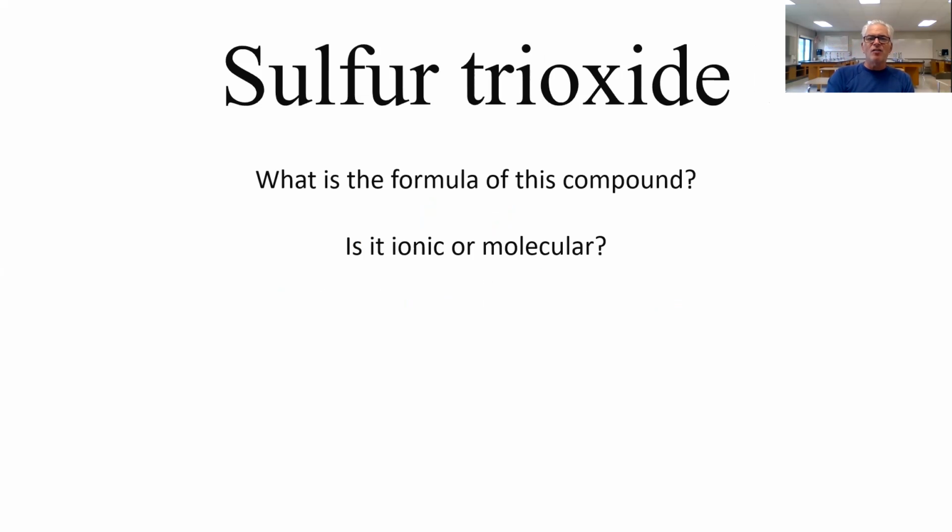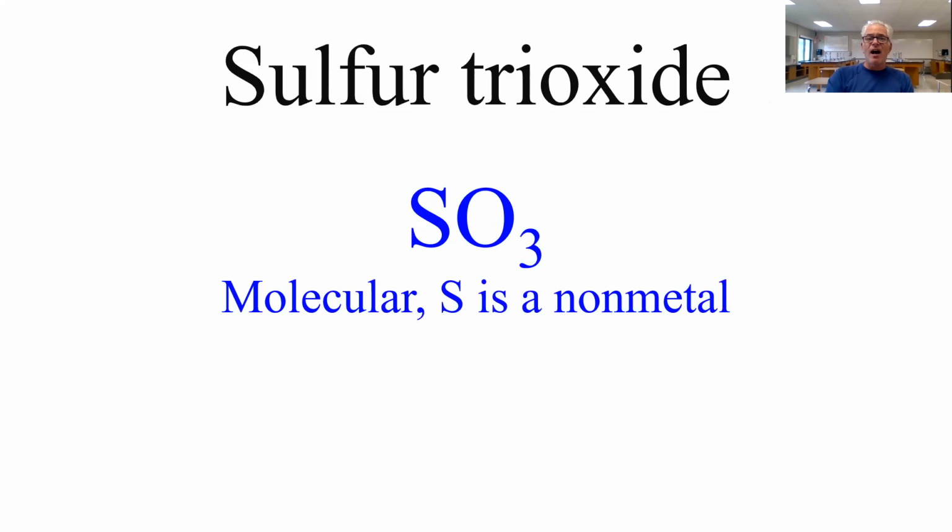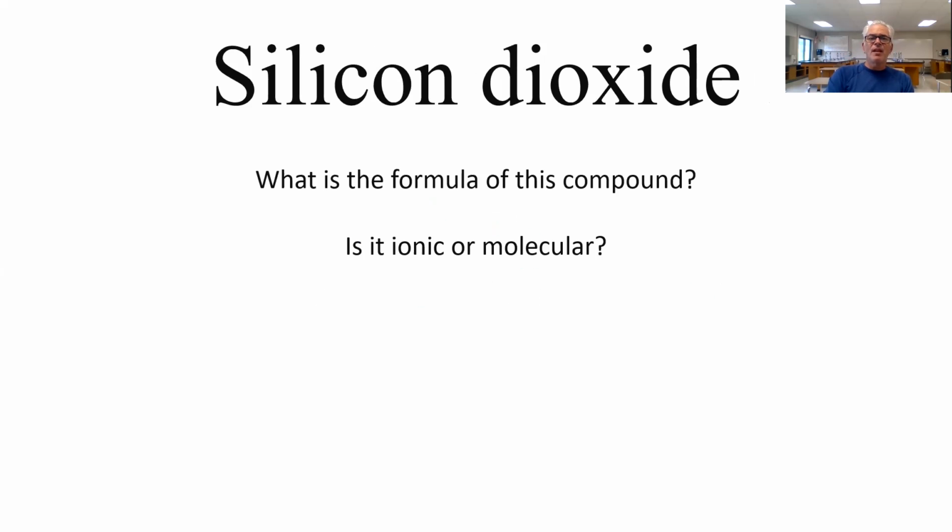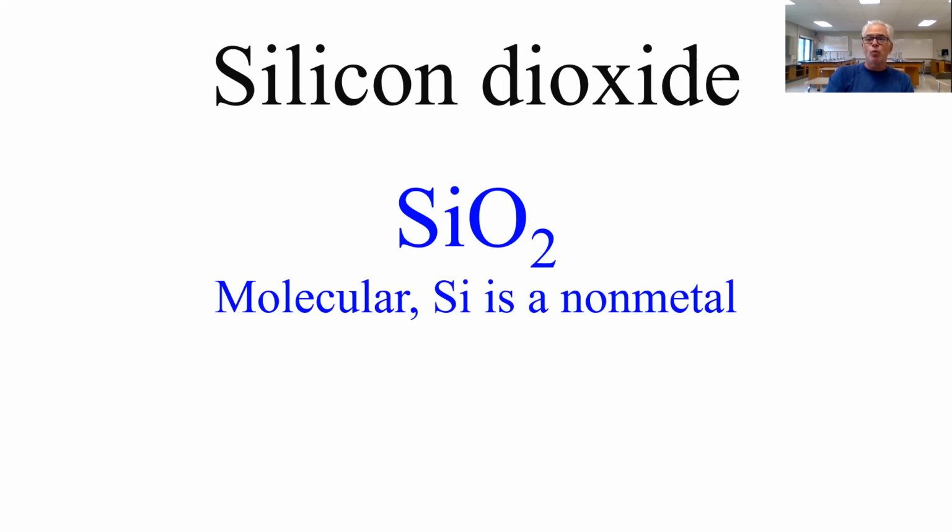Sulfur trioxide. It's a molecular compound because sulfur is a non-metal. Sulfur trioxide is molecular. SO3. Trioxide. Silicon dioxide. Silicon, Si, number 14, is a non-metal. That means silicon dioxide with 2 oxygens will be SiO2.